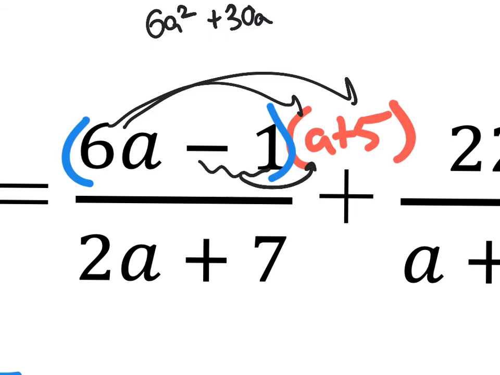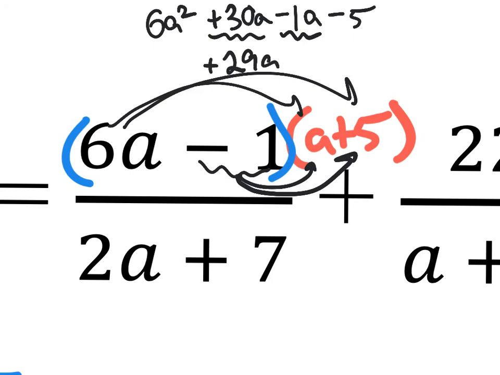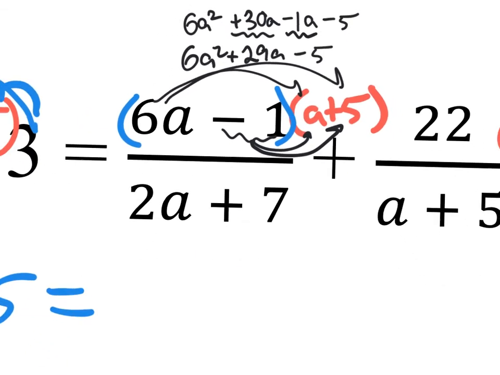Negative 1 times a, that's negative 1a, and negative 1 times 5, that's negative 5. When I combine the 30a with the minus 1a, that'll give me a 29a, that's positive. So I really have 6a squared plus 29a minus 5, and it's still going to be over the denominator of 2a plus 7. So all of this over 2a plus 7. Let's write that down right here.